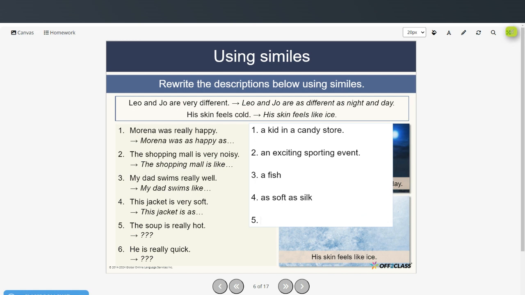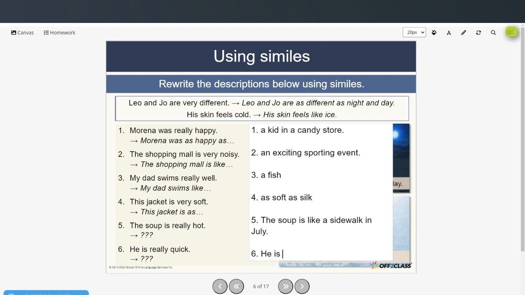The soup is really hot. The soup is like a sidewalk in July, maybe something like that. And he's really quick. He is as quick as a jackrabbit. And you might have others. These are just some possibilities.